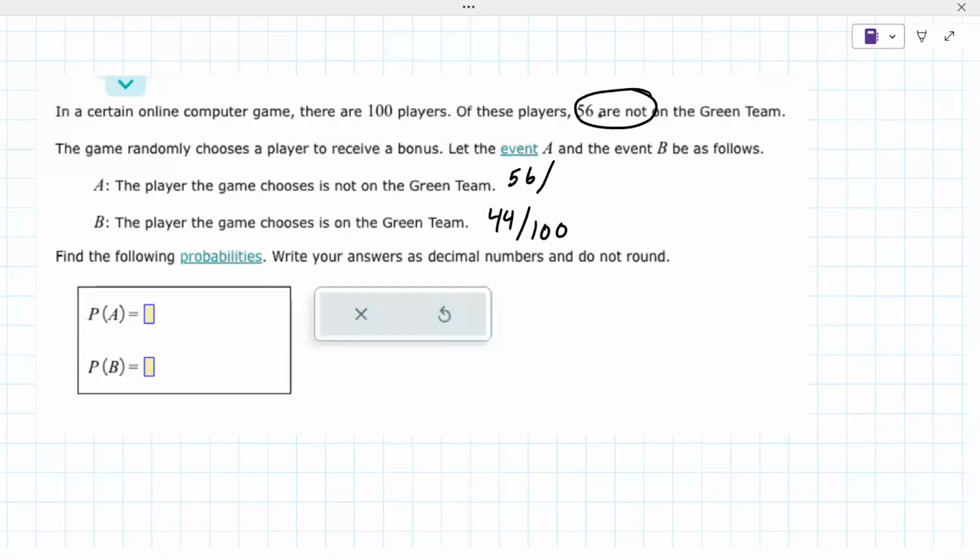This one's written a little weird. 56 out of 100 are not. And backwards, and that's where it's kind of the oddity. One little word makes all the difference. So you convert those to decimal, 0.56, 0.44. Okay. That is your final answer.